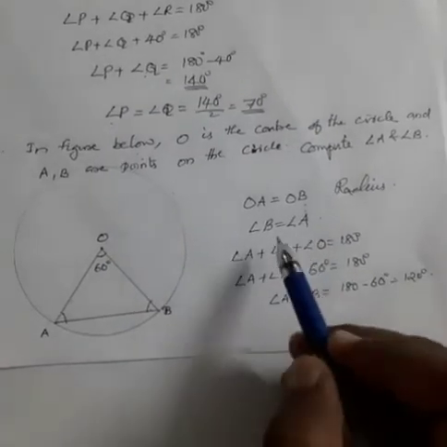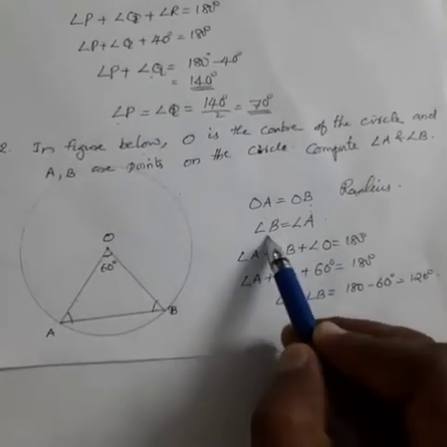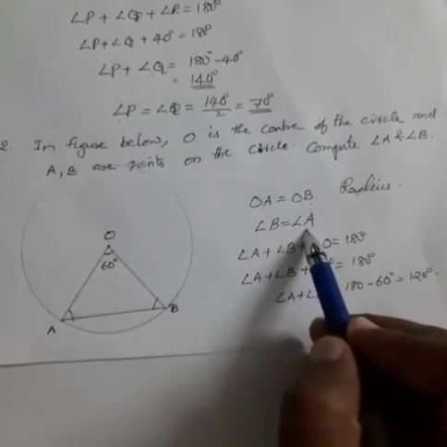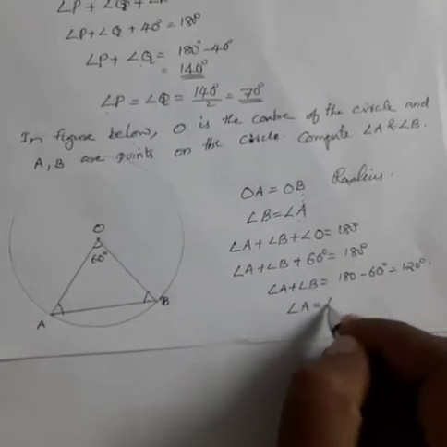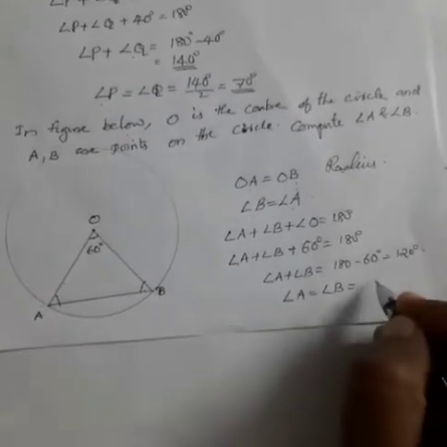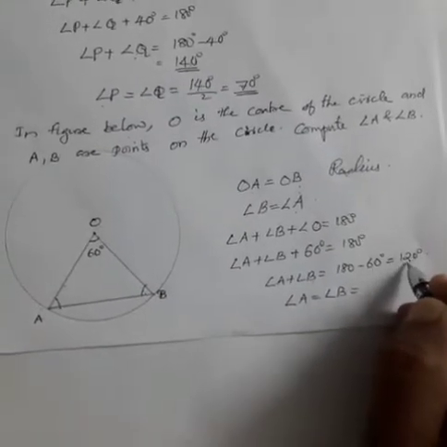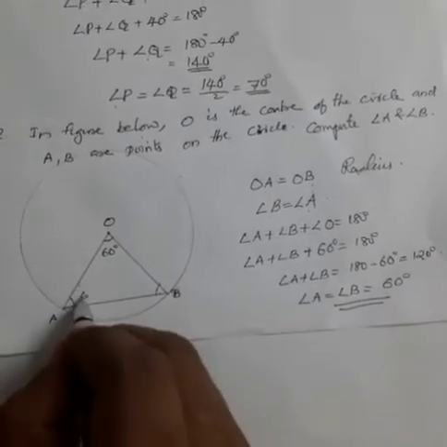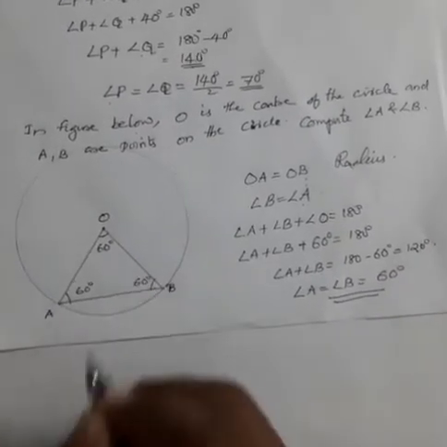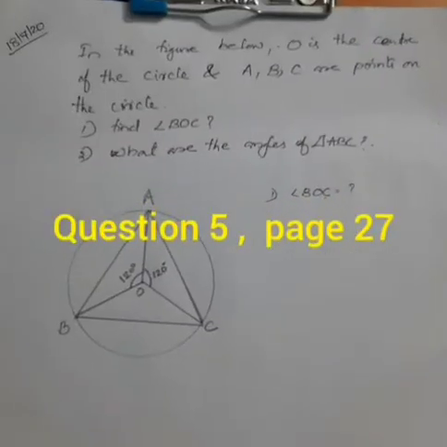And we already wrote angle B and angle A are equal and their sum is 120. What about these two values? Angle A is equal to angle B is equal to 120 by 2, it is 60 degrees. So both angles are 60 degrees.